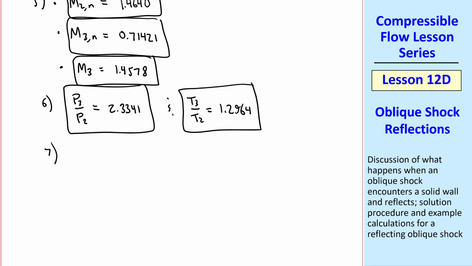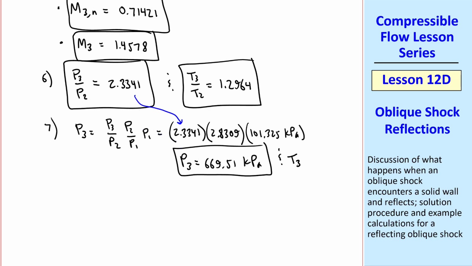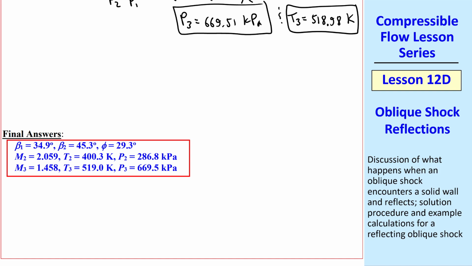Finally, step 7, P3 is P3 over P2, P2 over P1, P1, and I'll put the numbers in here, giving me P3 equals 669.51 kPa. And similarly, T3 turns out to be 518.98 K. Now I summarize all these answers to 3 or 4 digits. Our 2 betas, phi, Mach number, temperature, and pressure at 2 and at 3.